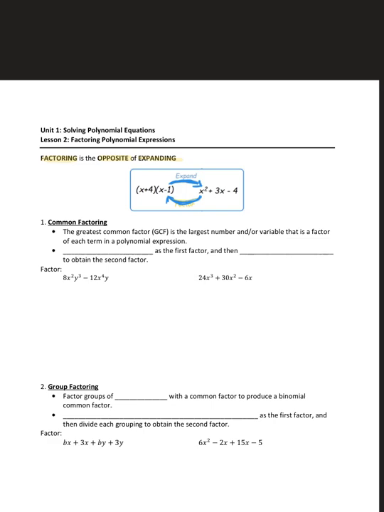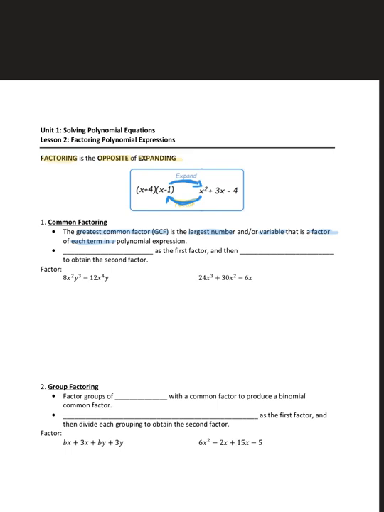So the first type of factoring we're going to talk about is common factoring. With common factoring, we want to take the greatest common factor and pull it out of the expression. The greatest common factor is the largest number and/or variable that is a factor of each term in a polynomial expression.